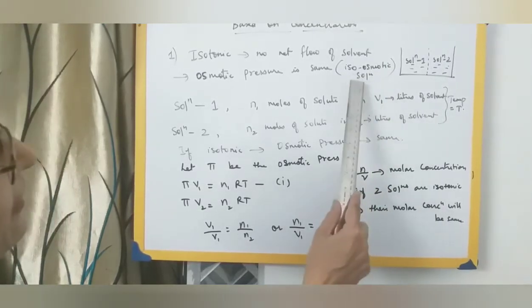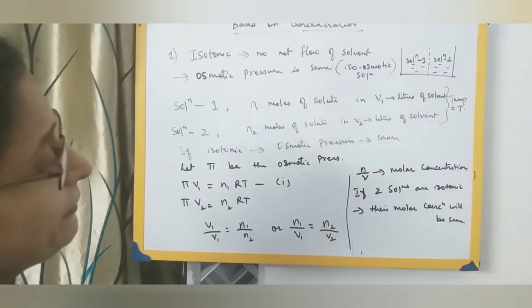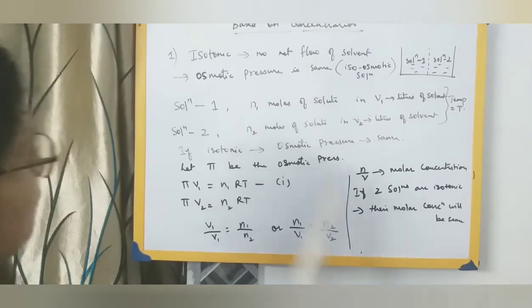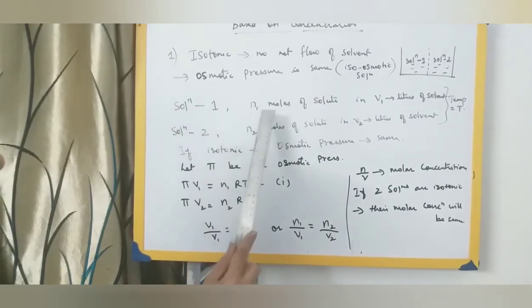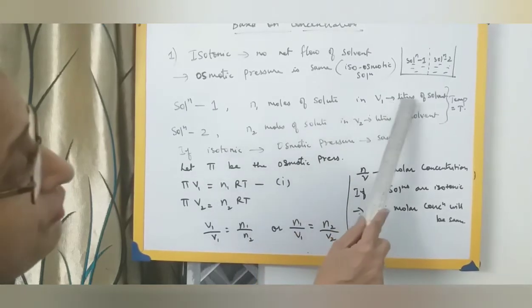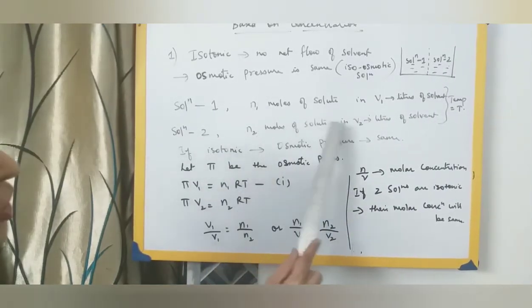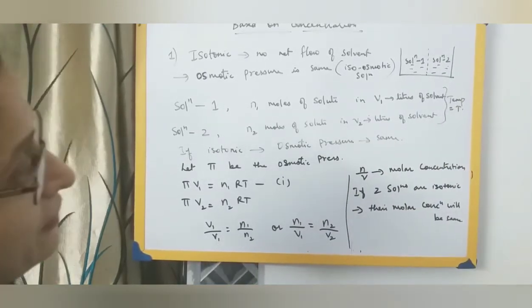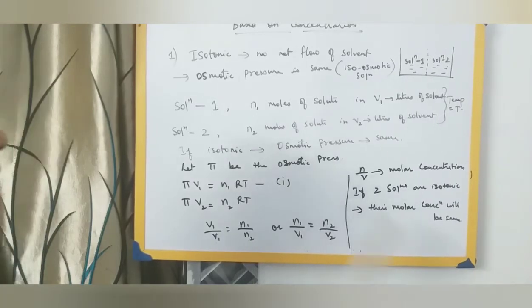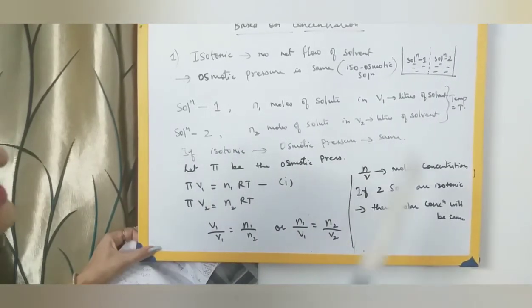So let us see that the concentration is same. Let us prove this. I am saying it in the beginning, but this can be proved. If we have two solutions, solution 1 and solution 2. In solution 1, there are N1 moles of the solute present in V1 liters of the solution. In solution 2, there are N2 moles of the solute in V2 liters of the solution, and the temperature is maintained constant. If it is an isotonic solution, then the osmotic pressure will be same.